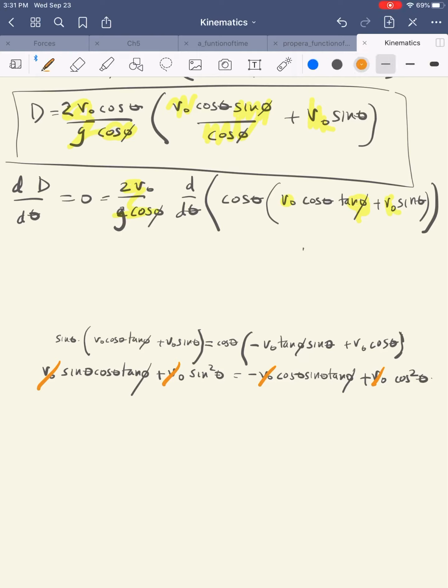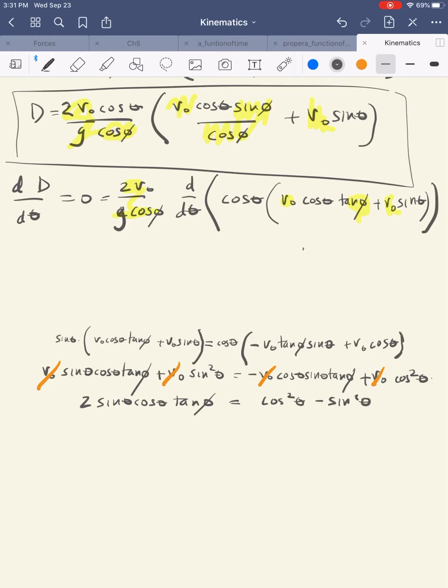Canceling that V naught out, I'm going to regroup my terms here. So I'm going to bring this over here because they're like terms, right? And so I'll get minus 2 of those. And then actually I'll bring this one over here and I'll bring that one over here so that I get cosine squared of theta minus sine squared of theta on this side, and then I'll get 2 sine theta cosine theta tangent of phi on this side.